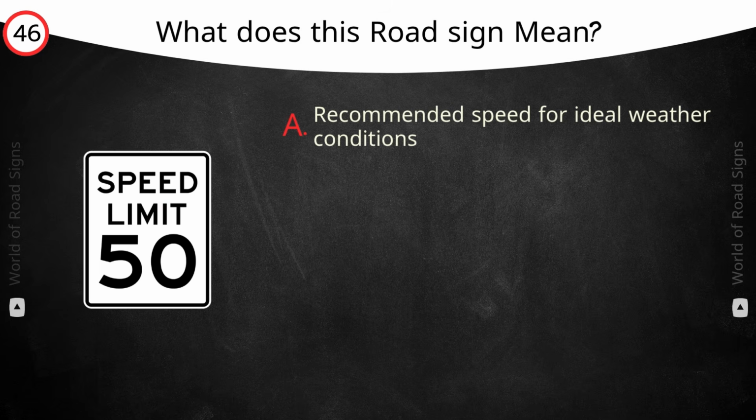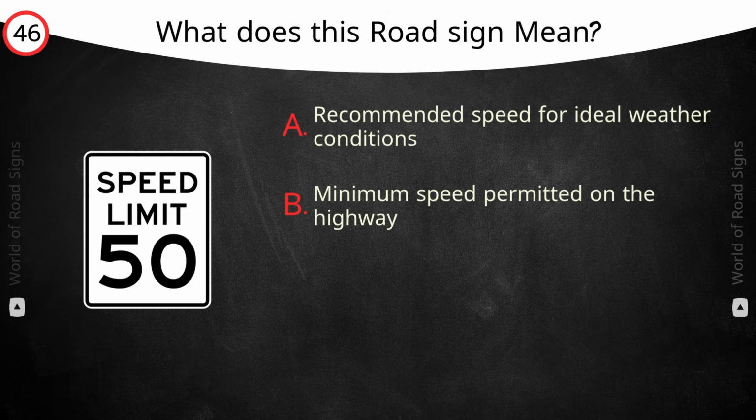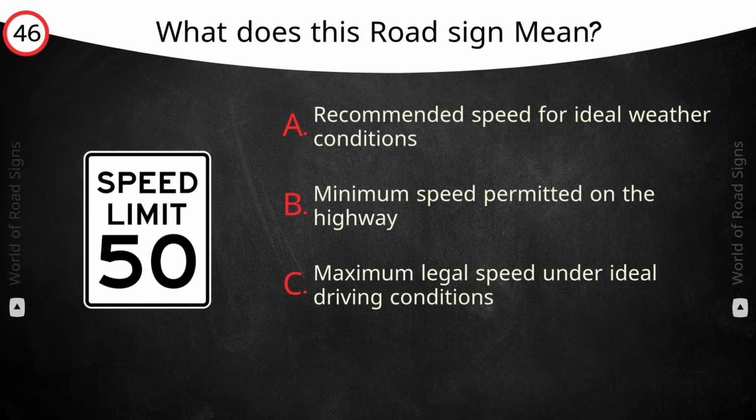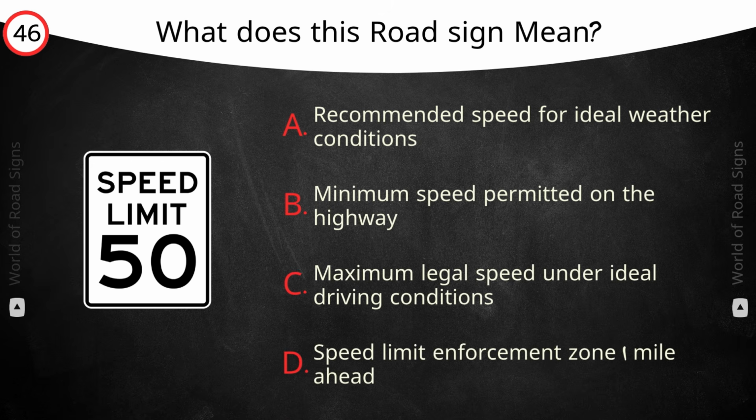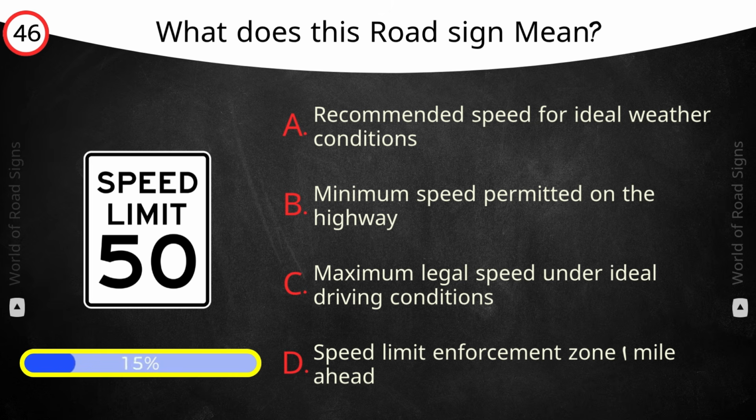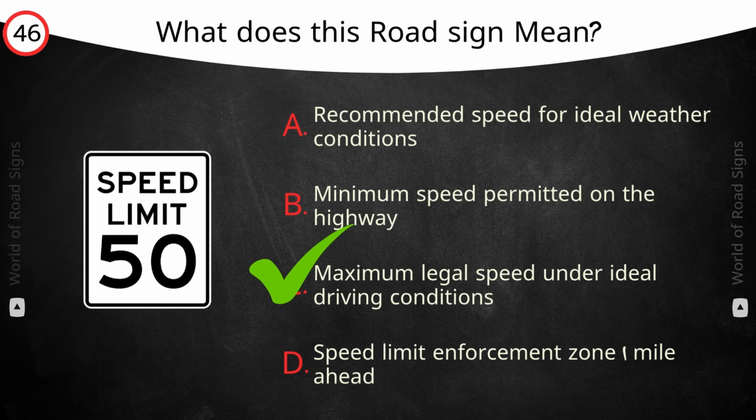Question 46. What does this road sign mean? A. Recommended speed for ideal weather conditions. B. Minimum speed permitted on the highway. C. Maximum legal speed under ideal driving conditions. D. Speed limit enforcement zone 1 mile ahead. Option C is the correct answer.